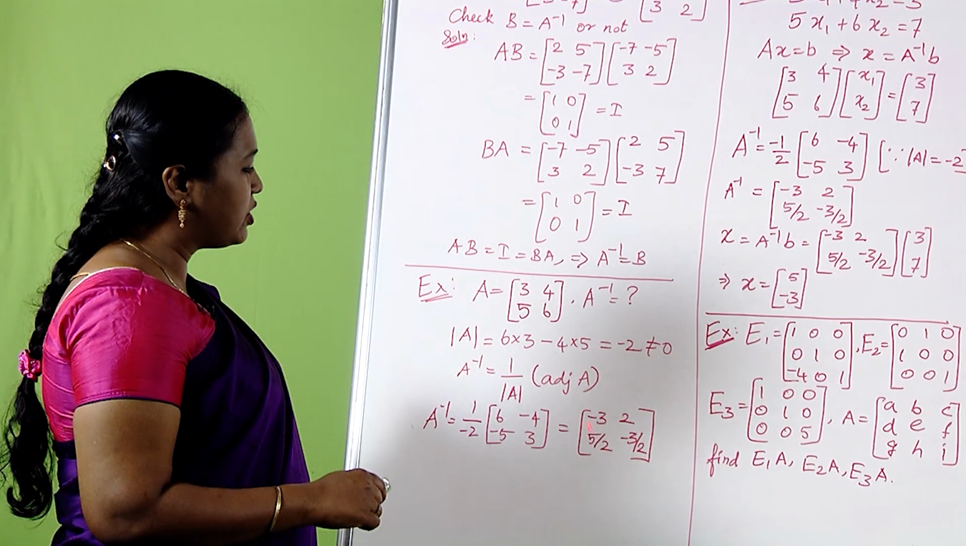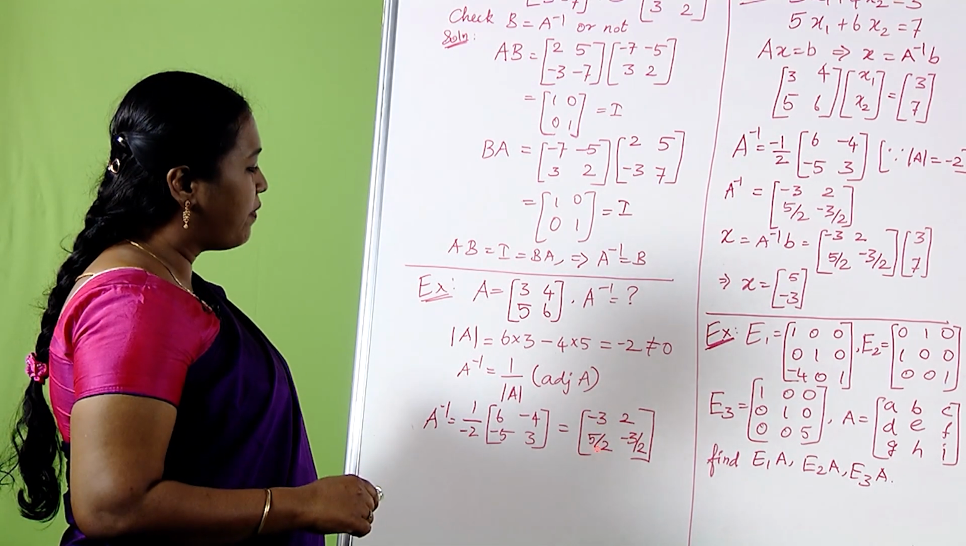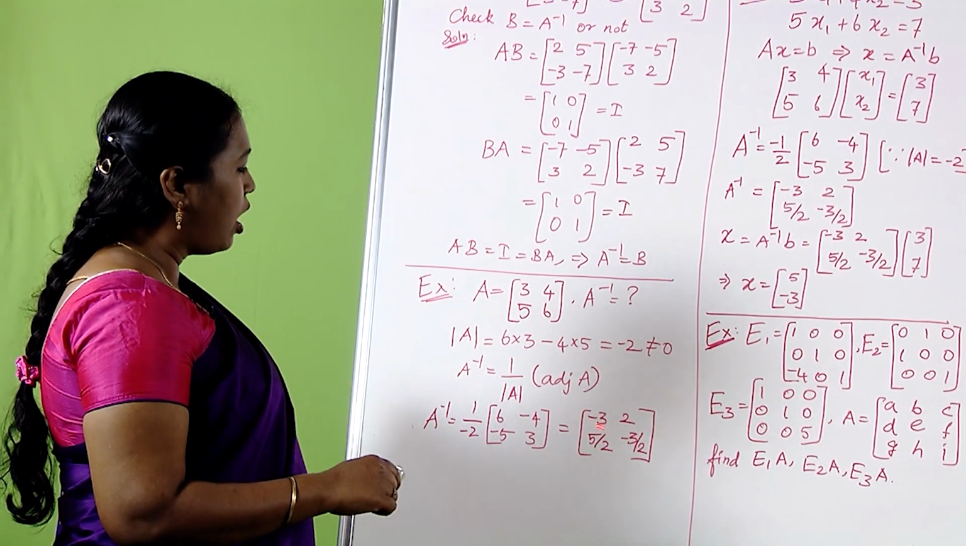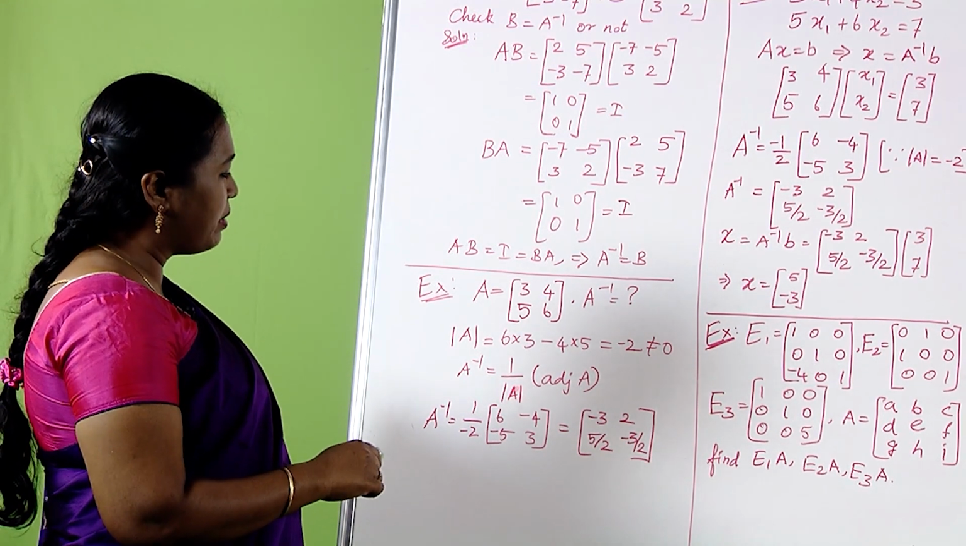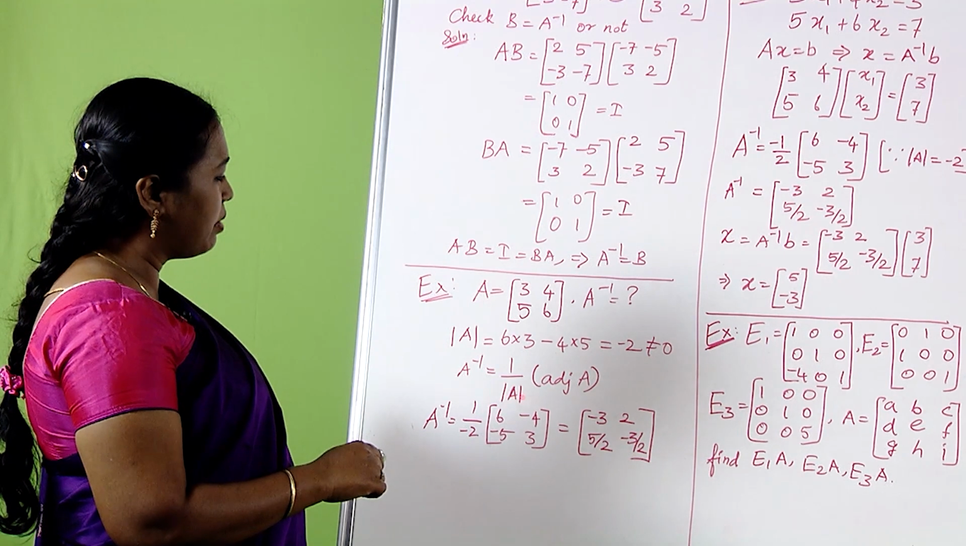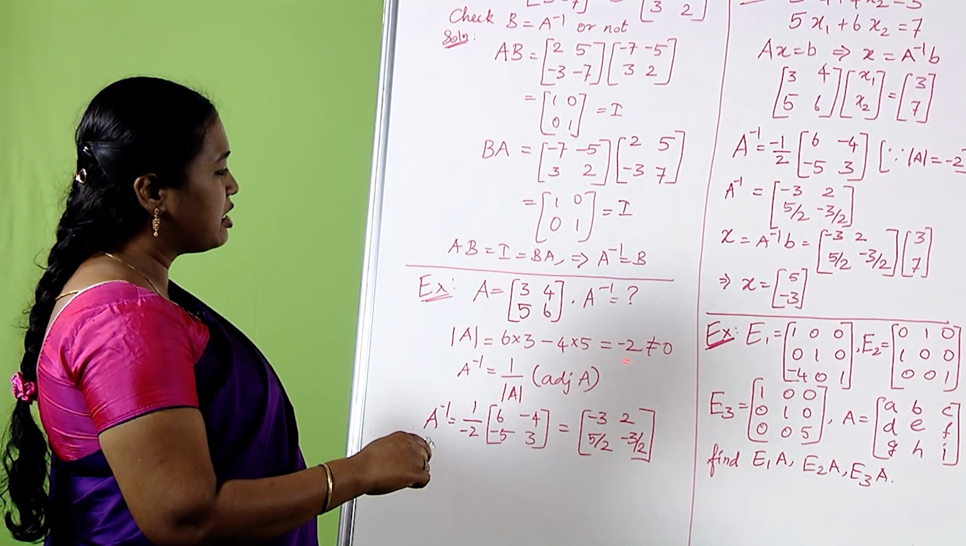So, this is equal to minus 3, 2, 5 by 2, minus 3 by 2. How did we arrive at this? Because we have to multiply by 1 by the determinant of A. So, there is a division by the determinant of A, and the determinant of A was minus 2.